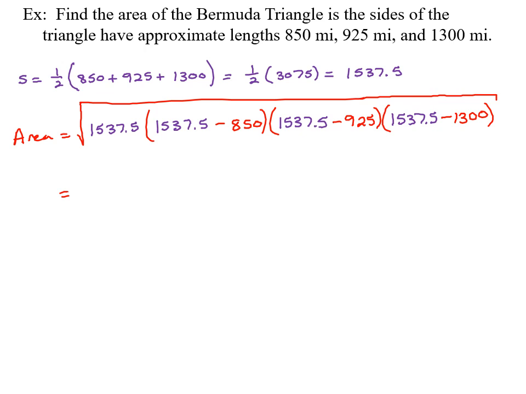And so if you type in all that stuff before the square root, you get a really big number. So I'm not going to write that down, and I'll just do the square root of that number to get about 392,128, or if you want to round it to the nearest mile, 129. And that would be square miles.